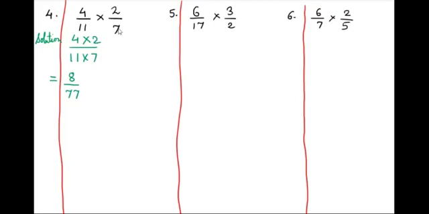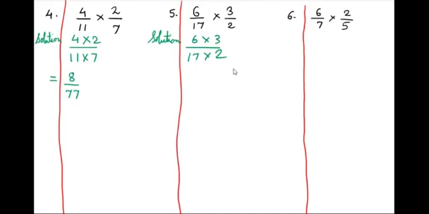Now let us move on to the fifth sum, that is 6 upon 17 multiplied by 3 upon 2. What is our sum? 6 upon 17 multiplied by 3 upon 2. First we will write down numerator multiplied by numerator and denominator multiplied by denominator. So I have written here 6 multiplied by 3, 17 multiplied by 2. Now one number from numerator, that is 6, and another from denominator, that is 2: are they both divisible by 2? Yes or no? Do they come in 2's table? Yes. So 2's table is common. So 2 1s are 2 and 2 3s are 6.